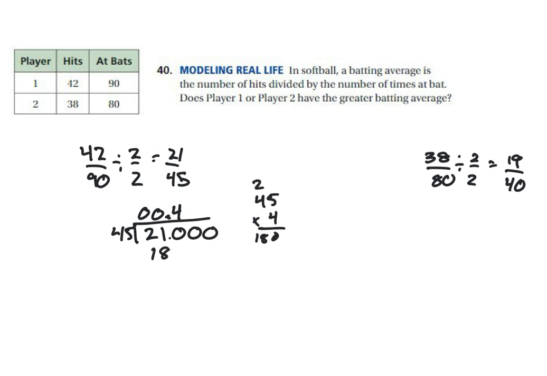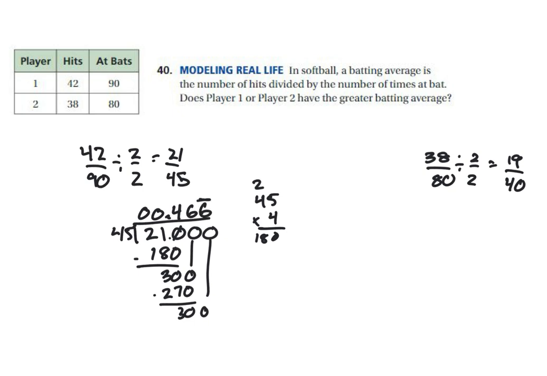So 180. So now we take away 210 minus 180 is 30. Bring down a 0. 45 goes into 300 6 times. 6 times 45 is 270. Take away, you get 30. Bring down a 0. So that 6 is going to repeat.